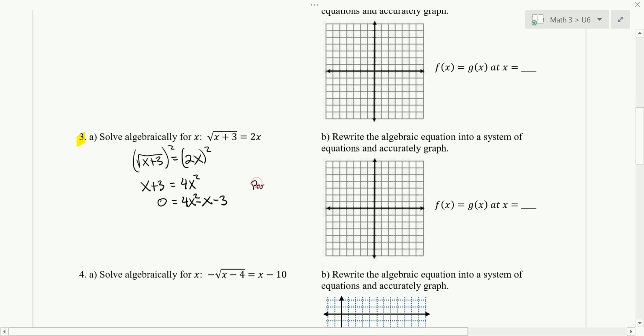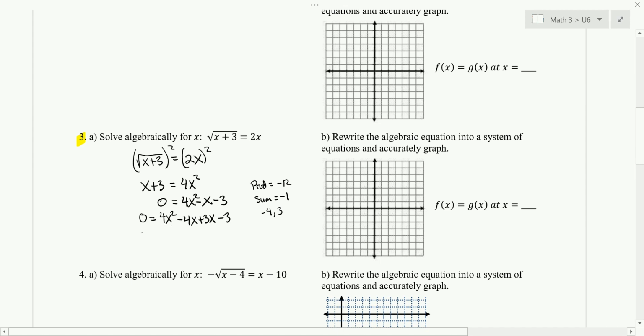Here we're looking for two numbers whose product is negative 12. I get that from 4 times negative 3. And at the same time whose sum is negative 1. That's the coefficient of the x. So two numbers whose product is negative 12 and whose sum is negative 1. That would be negative 4 and positive 3. Then we split the three terms into four terms: 4x squared minus 4x plus 3x minus 3, which is still equivalent to the equation above, because if we add the negative 4x and the 3x, we end up with the negative x.